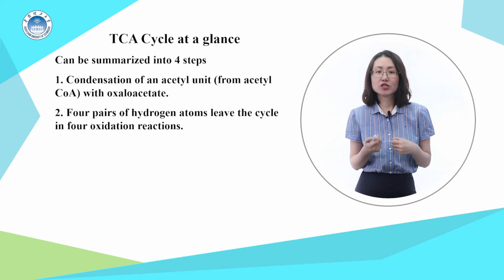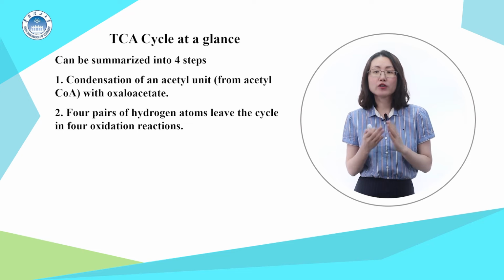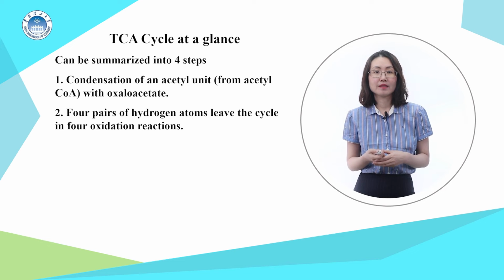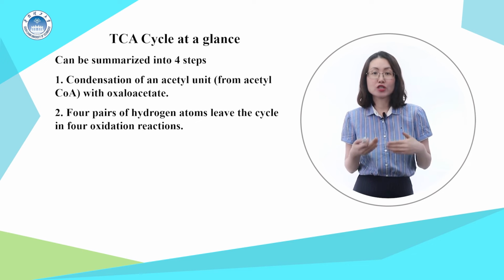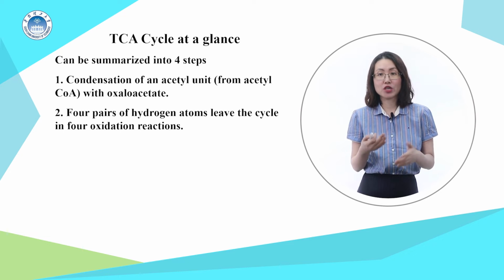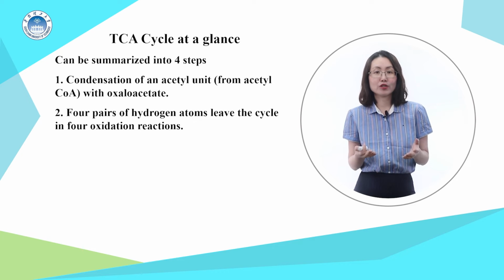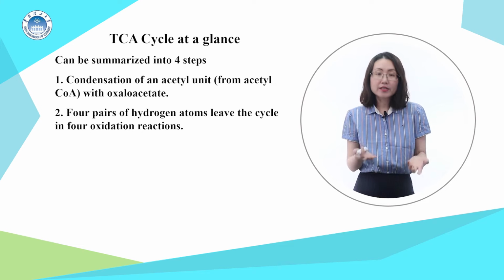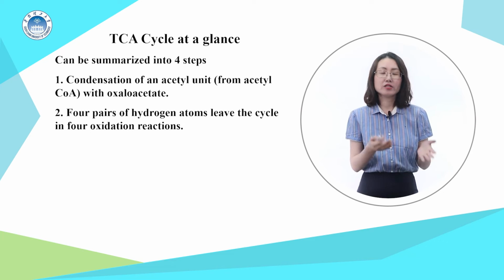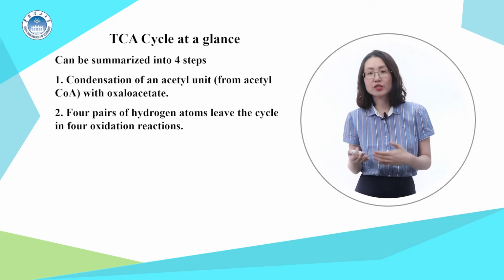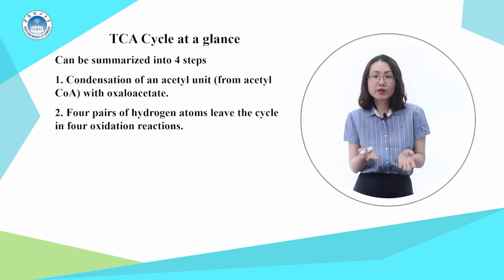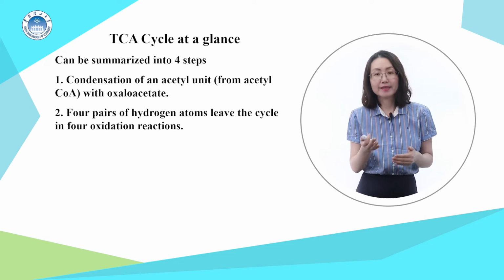2 NAD+ molecules are reduced in the oxidative decarboxylation of isocitrate and alpha-ketoglutarate. 1 FAD molecule is reduced in the oxidation of succinate, and 1 NAD+ molecule is reduced in the oxidation of malate. In addition, 1 NAD+ molecule is reduced in the oxidative decarboxylation of pyruvate to form acetyl-CoA.